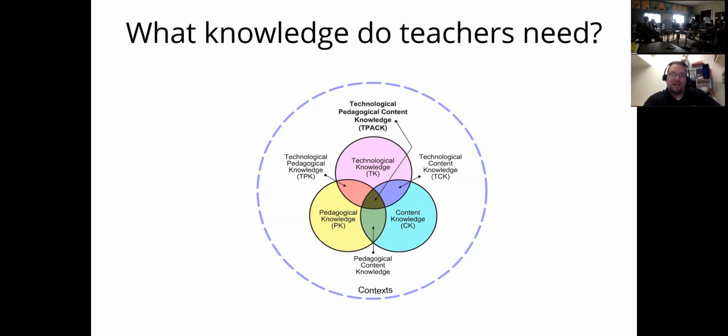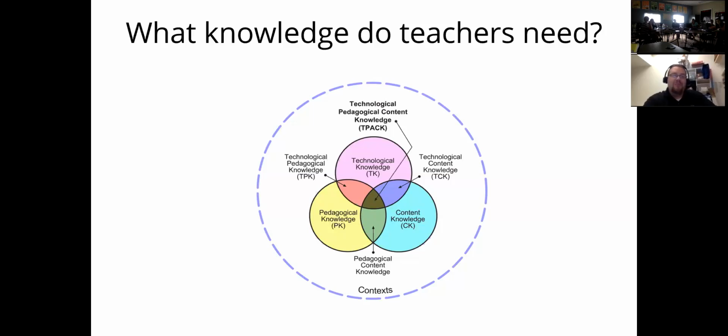We don't need them to be experts in technology. We want them to be experts in good teaching. We want them to know the content that they're teaching and how to teach it. But in terms of balancing our time and knowledge, we don't want them to be experts. But we do want them to have some foundational knowledge in terms of that technology and the technological, pedagogical content knowledge.